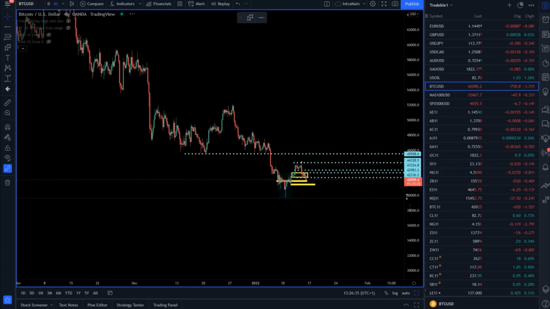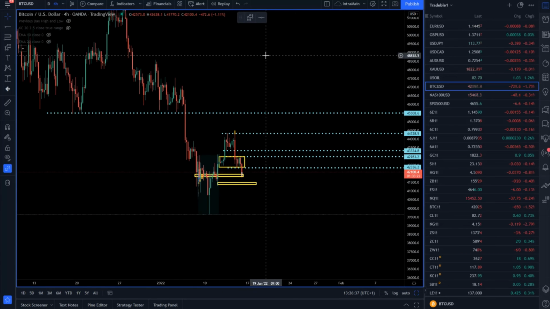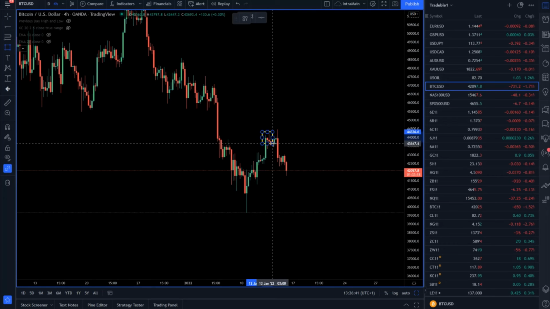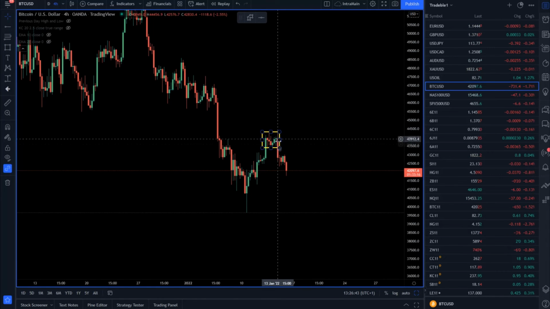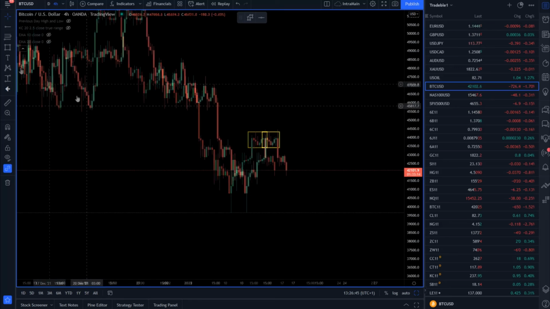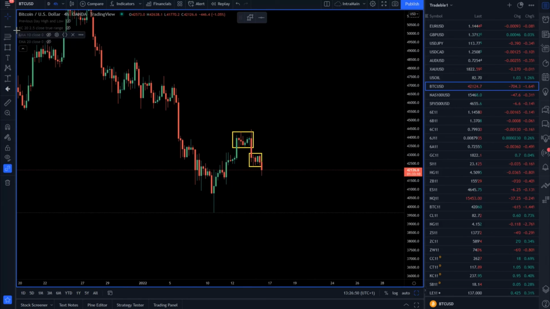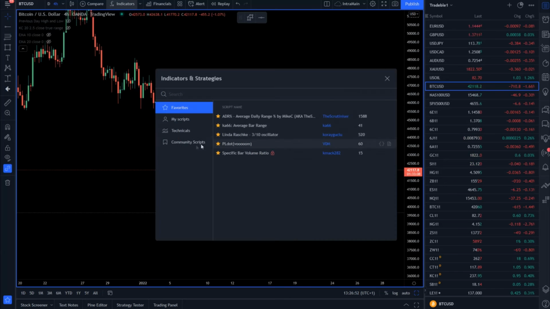And Bitcoin versus US dollar, let me just remove all of this for now. What we've got here is we had this consolidation, the market just broke and basically projected down, and then there is another mini down break today in this area.